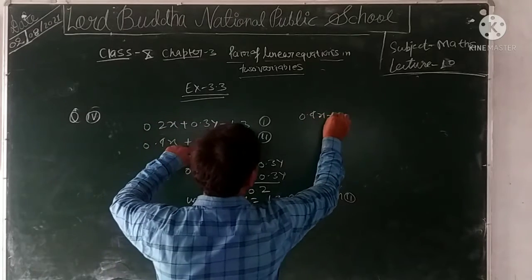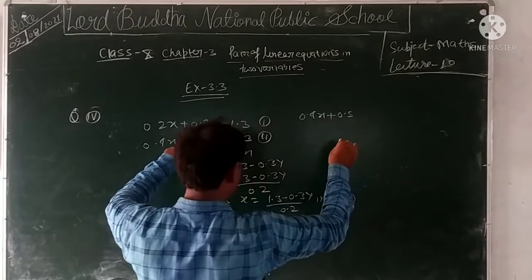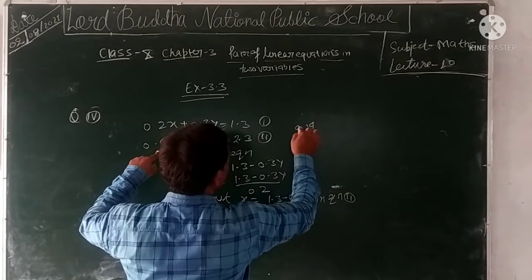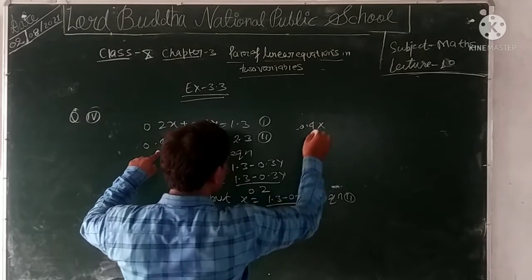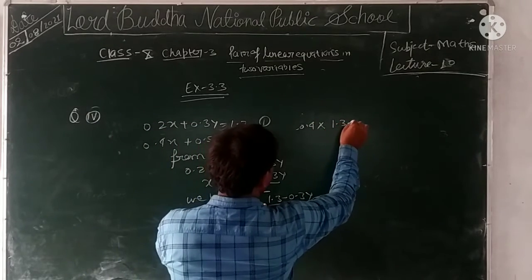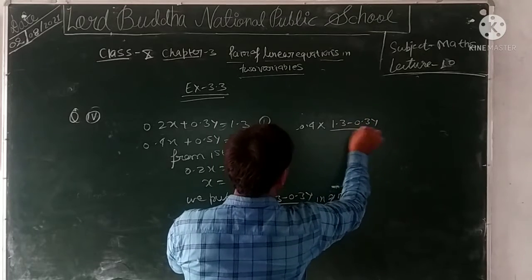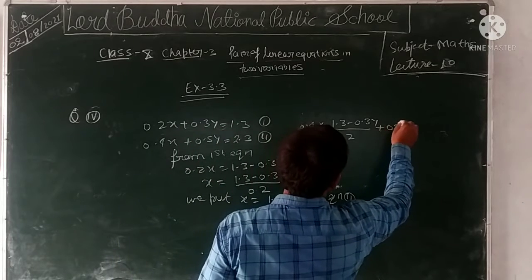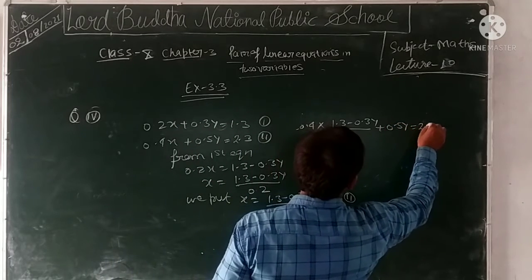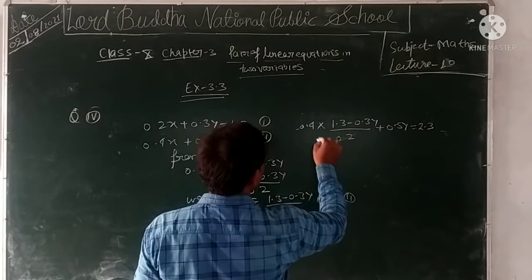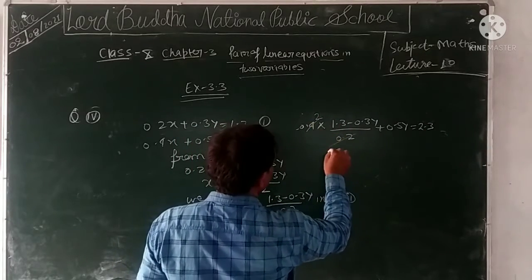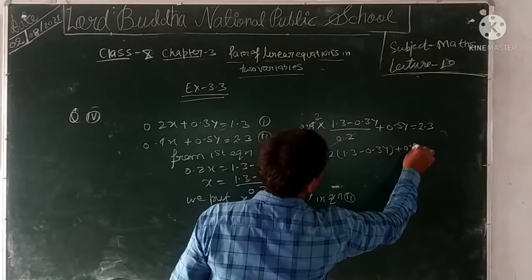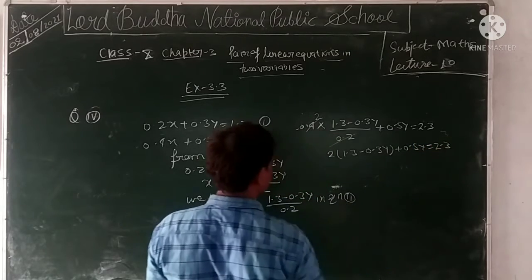0.4x plus 0.5y. Sorry, in place of x we put here 0.4 into (1.3 minus 0.3y) upon 0.2, plus 0.5y equal to 2.3 here. Now 0.4 upon 0.2 is 2, so 2 into (1.3 minus 0.3y) plus 0.5y equal to 2.3.